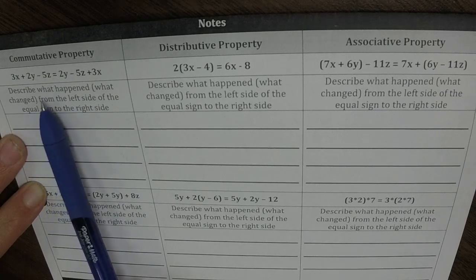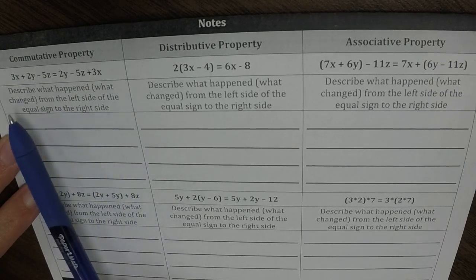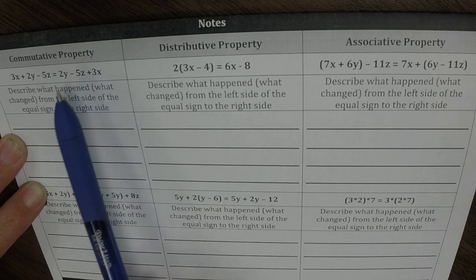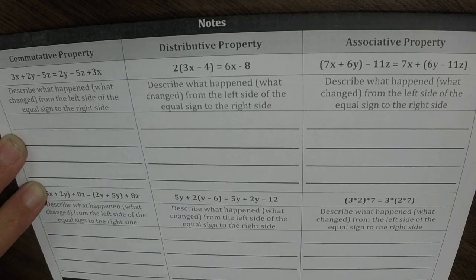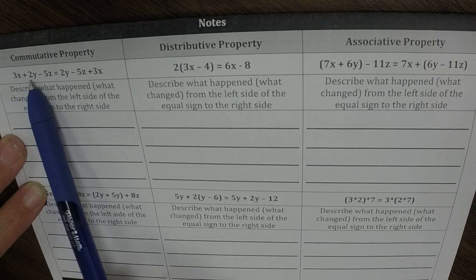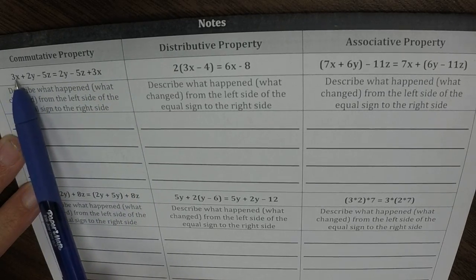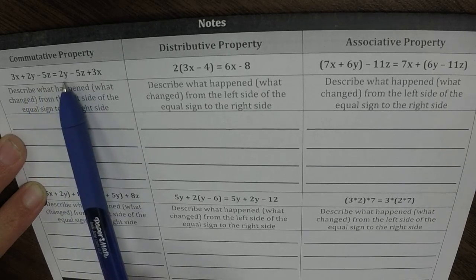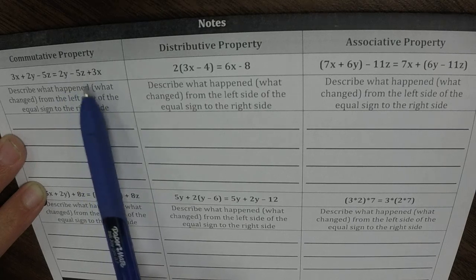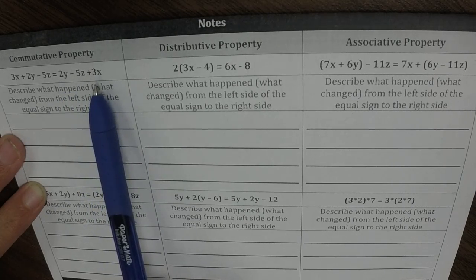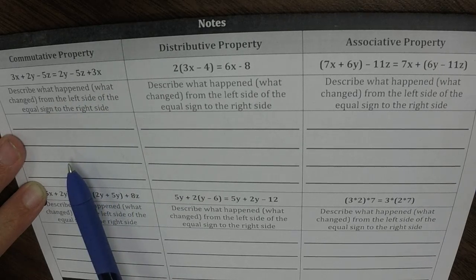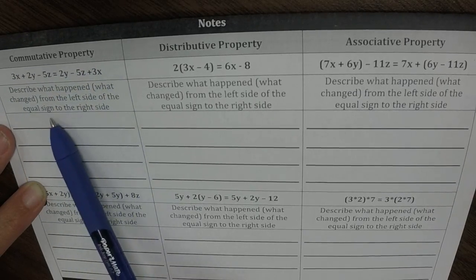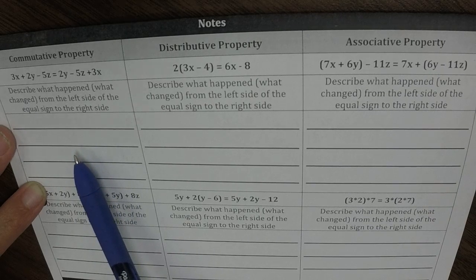And then it says, describe what happened or what changed from the left side of the equation to the right side, or from the left side of the equal sign to the right side. So if we were looking at this, the first side is 3x plus 2y minus 5z equals 2y minus 5z plus 3x. So what I want you to do is describe what happened. Look at this side, and then look at this side, and in this box right here, tell me what changed.